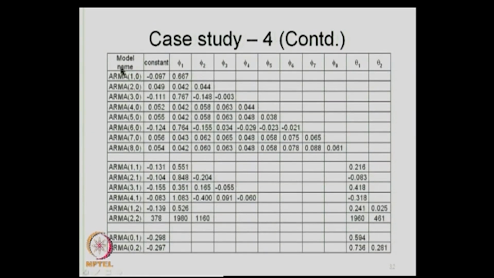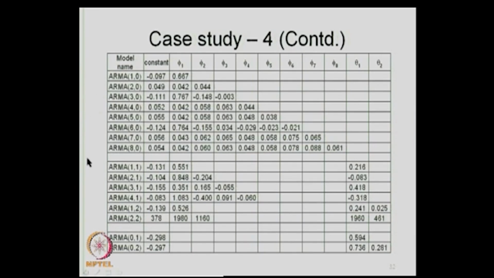Then we go on to build a large number of candidate models, ARMA 10 etcetera, going up to ARMA 80, and then typically we take up to 1 and 2 MA terms. So, these are purely moving average models. These are ARMA models where you have both AR as well as MA terms. Here you have only AR terms, and we estimate the parameters phi 1 to phi 8 and theta 1 and theta 2. So, for the ARMA 80 model, you have all the 8 AR parameters, but no MA parameters. Similarly, you get all the parameters corresponding to AR and MA terms here.